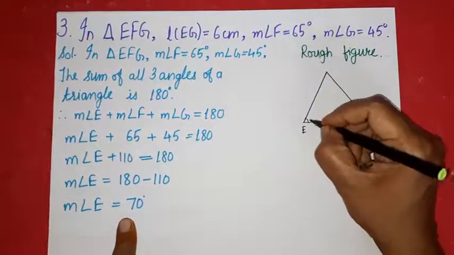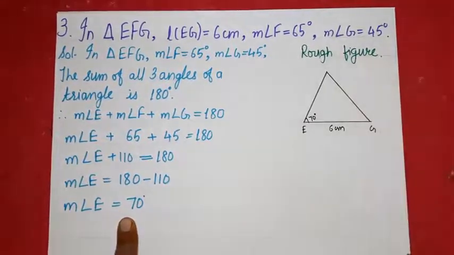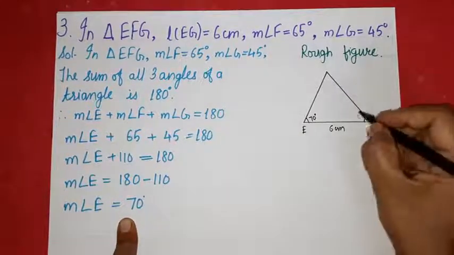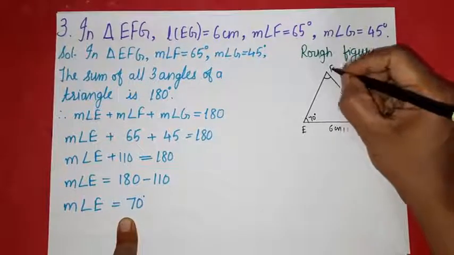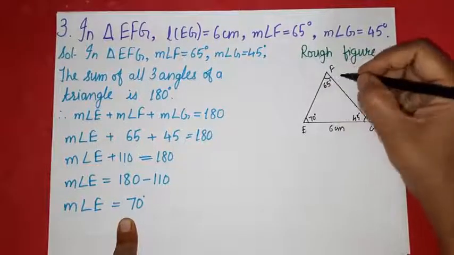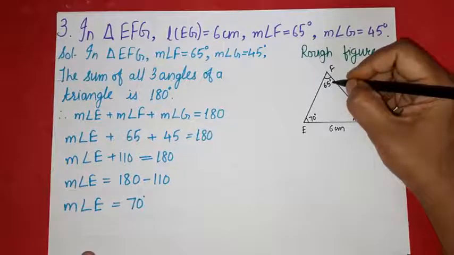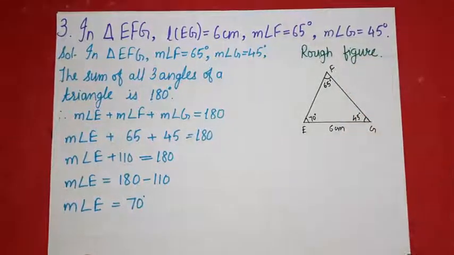Now here the measure of angle E is 70 degrees, that we have found now. The measure of angle G is 45 degrees, so we will write its measure, and this is the vertex F. The measure of this is 65 degrees. We will not require the measure of angle F in the construction, but still as it is the given part we will show it in the diagram.